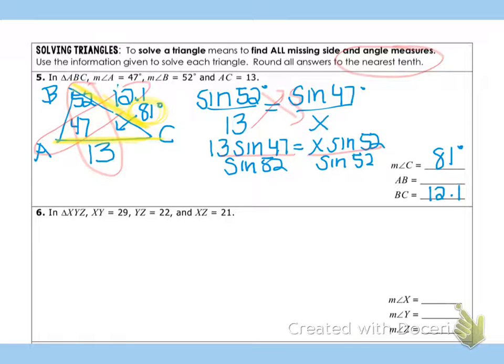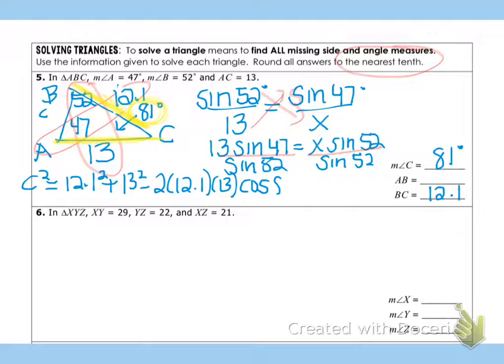So we call it C. That would be C squared is equal to 12.1 squared plus 13 squared minus 2 times 12.1 times 13 times the cosine of 81. And then all I have to do to solve that is take the square root of that whole thing, and that should give me my final missing side, and I will have solved the triangle.